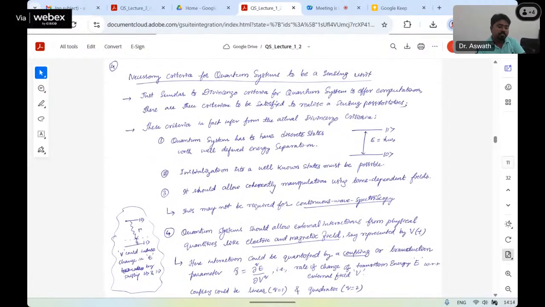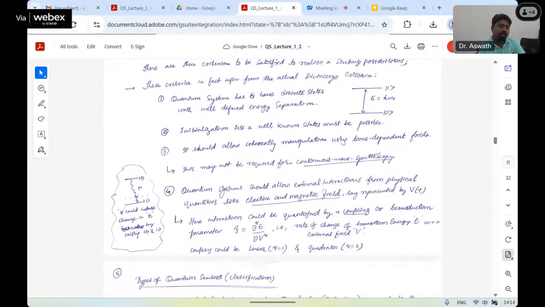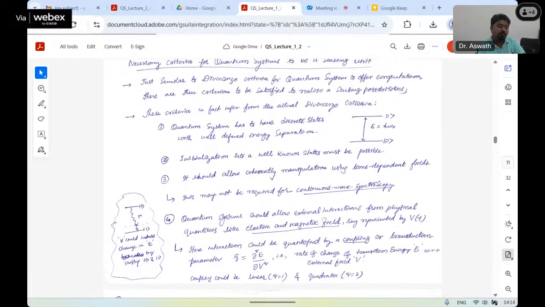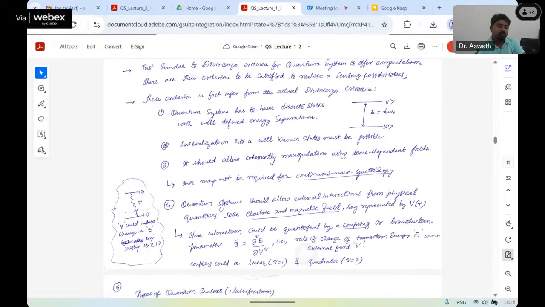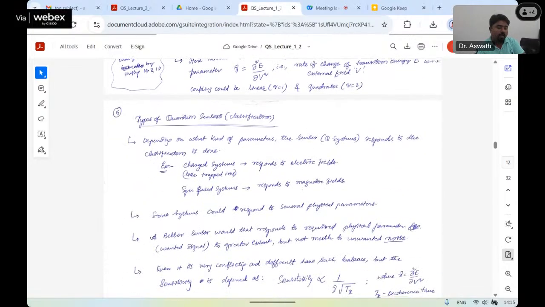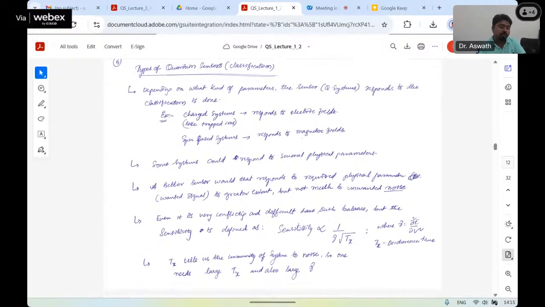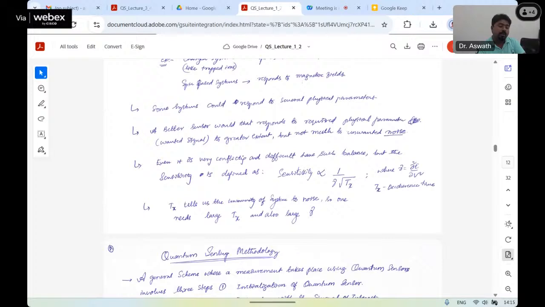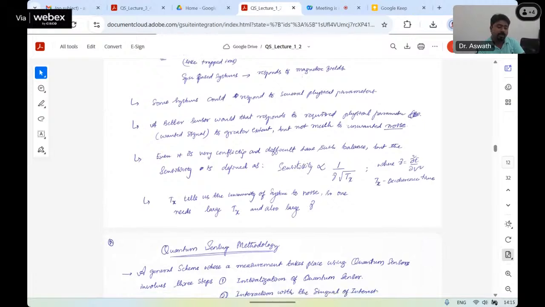The question is, can every quantum system be used for sensing? Of course not. Only particular systems allow for sensing, and there is a set of criteria to be followed, inferred from the DiVincenzo criteria. The types of quantum sensors can be classified based on how they respond to external means. One is charge systems, which respond to electric fields. The other is spin-based systems, which respond to magnetic fields.